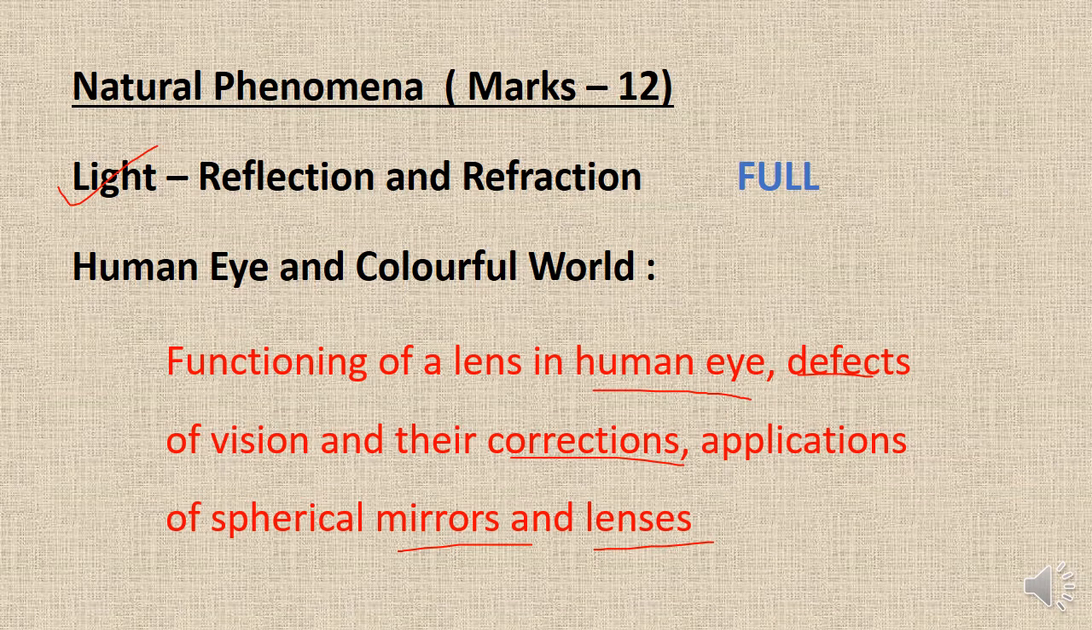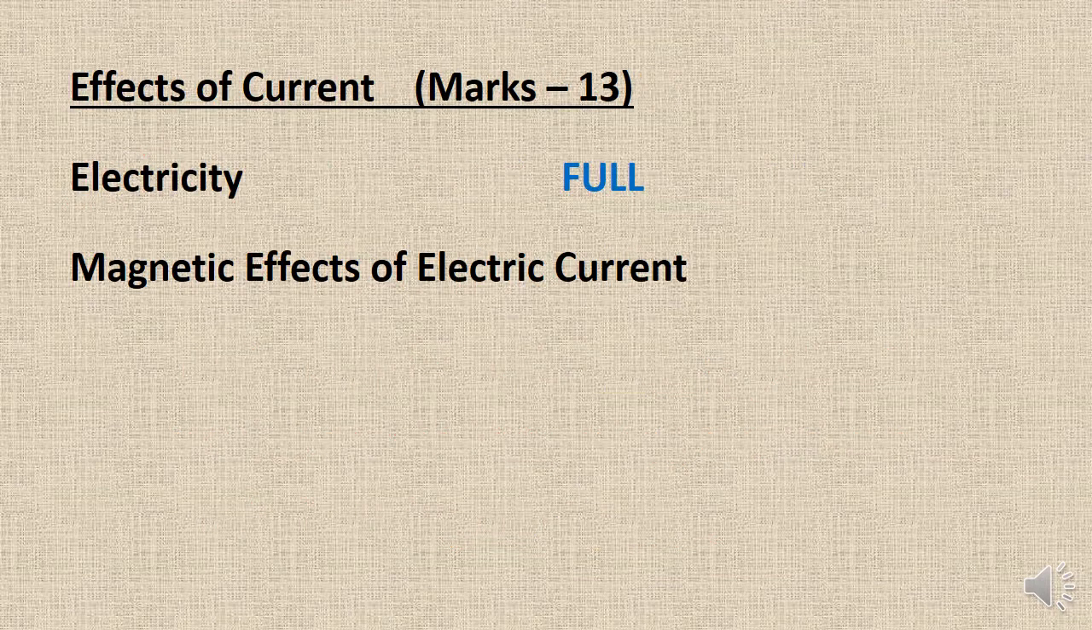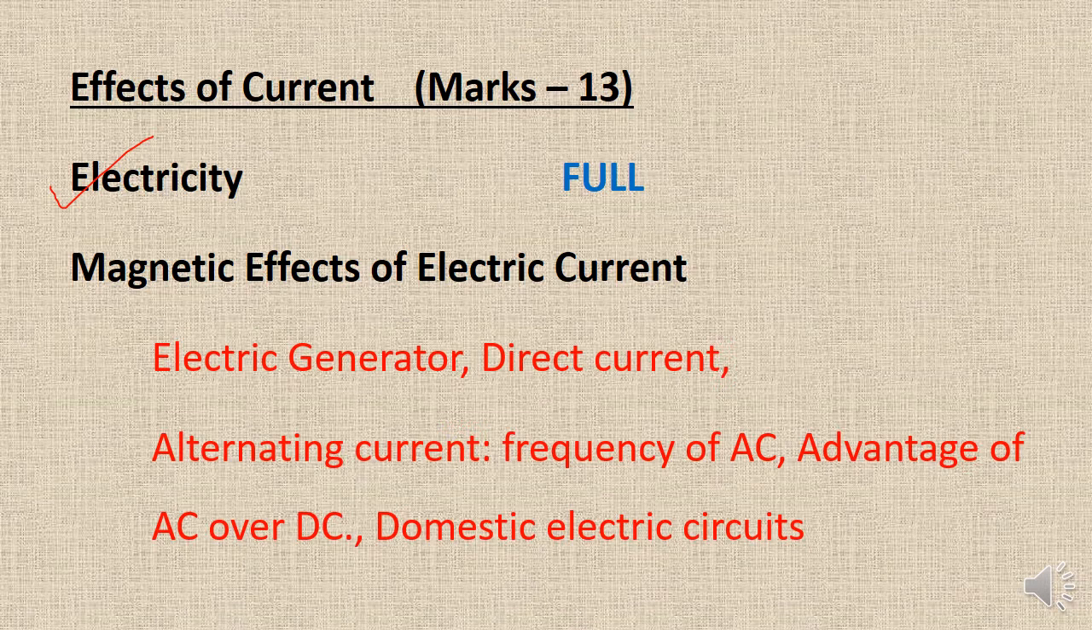Next comes electricity. The whole chapter you need to study. From magnetic effects of electric current, these topics are deleted. That is electric generator, direct current, alternating current, advantages of AC over DC, domestic electric circuit. The topics that you need to study are like magnetic fields, then electromagnetic induction, electric motor, etc.